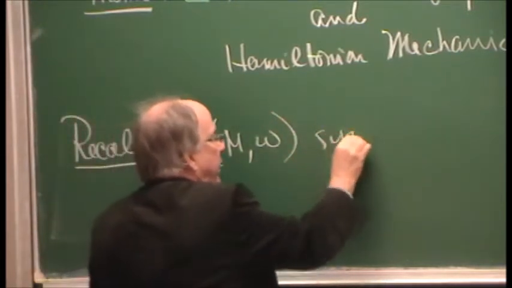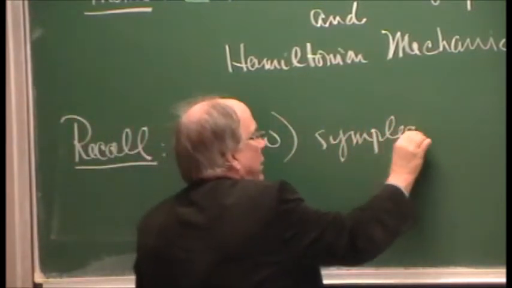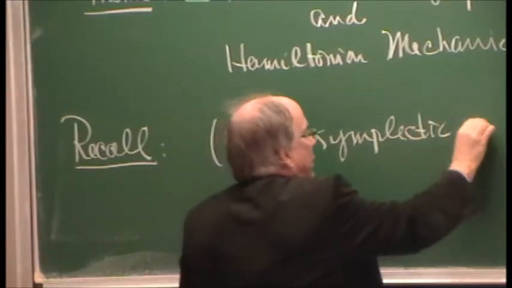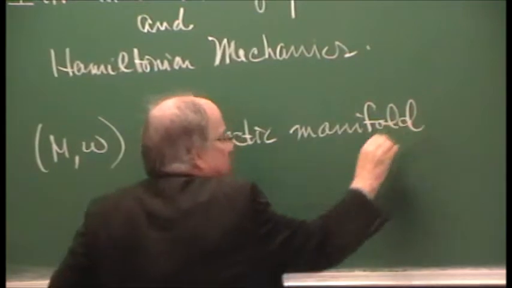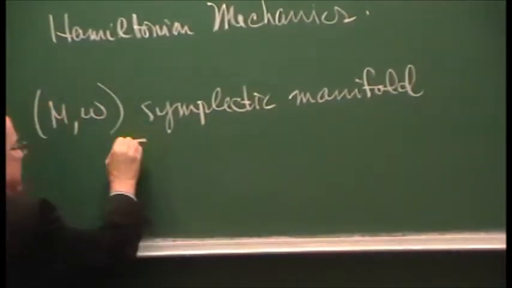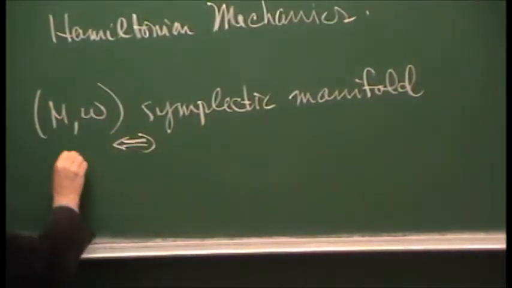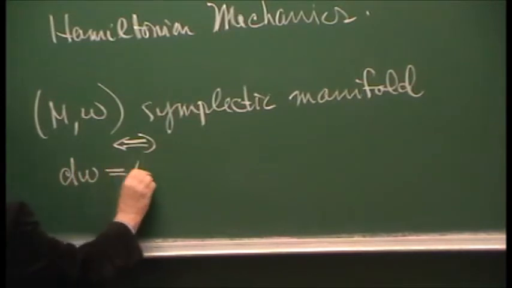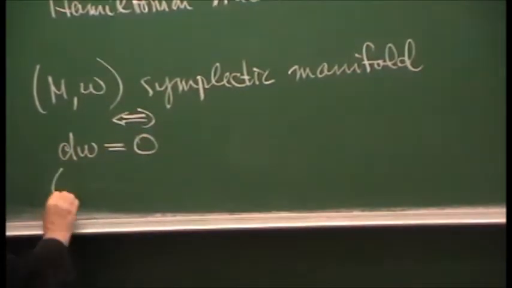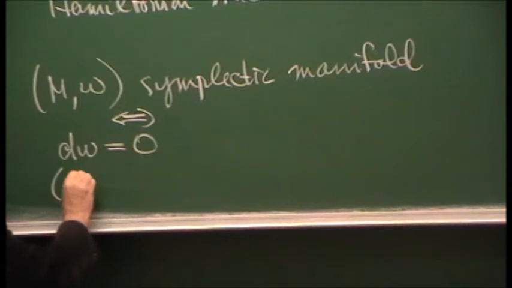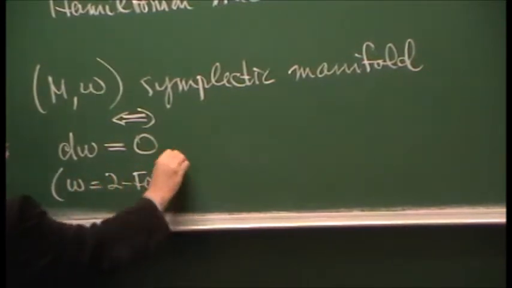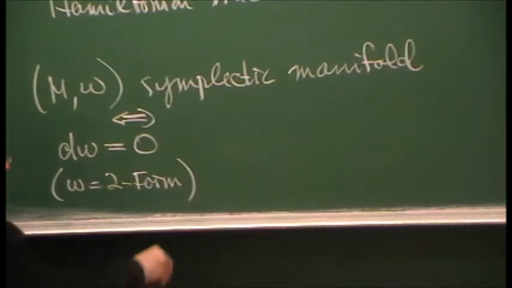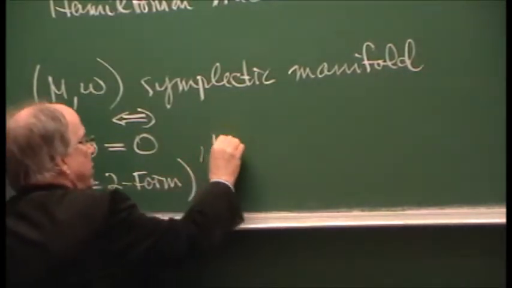A symplectic manifold is a pair. The two conditions are satisfied. They look harmless, but they're not. So the form is closed. Omega equal to 2 form. So closed 2 form, and omega is non-degenerate.